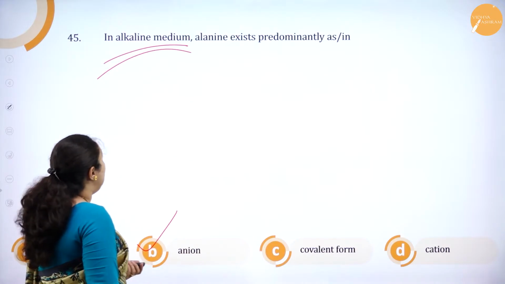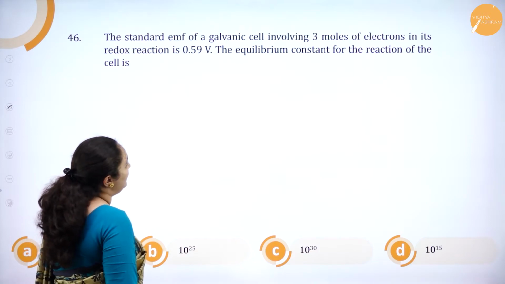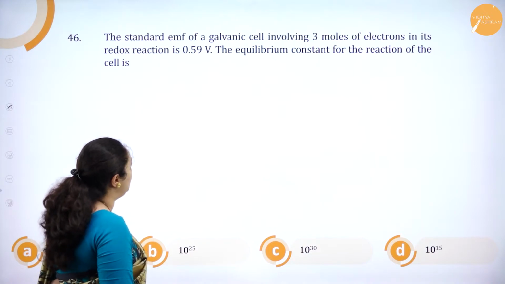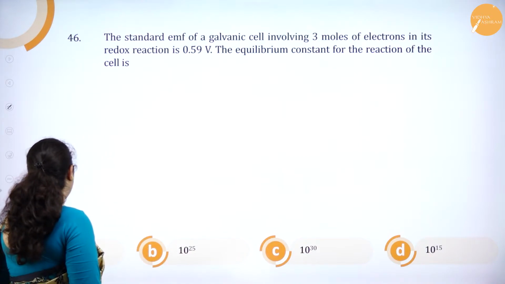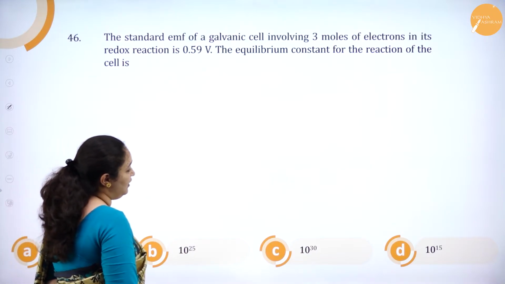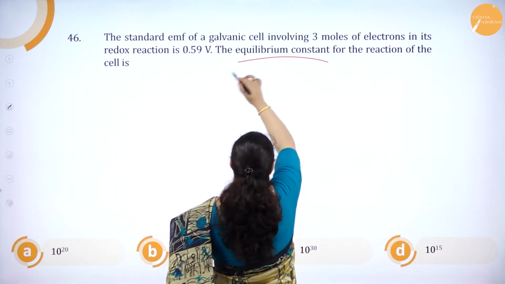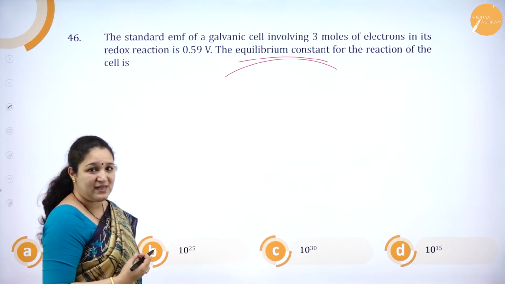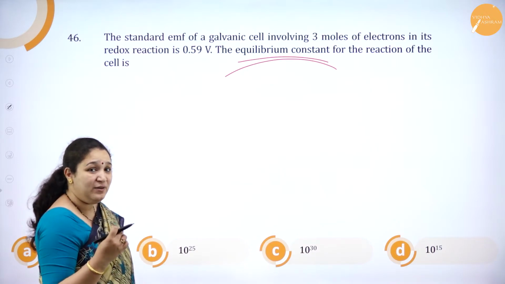Okay. 46th question. The standard EMF of galvanic cell involving 3 moles of electron in its redox reaction is 0.59 volt. The equilibrium constant for the reaction of the cell is option A 10 to the power 20, option B 10 to the power 25, option C 10 to the power 30, option D 10 to the power 15. So we have to find out what equilibrium constant. What is the formula? If you know the E naught of the cell and the number of electrons involved in the reaction, we can calculate the equilibrium constant.